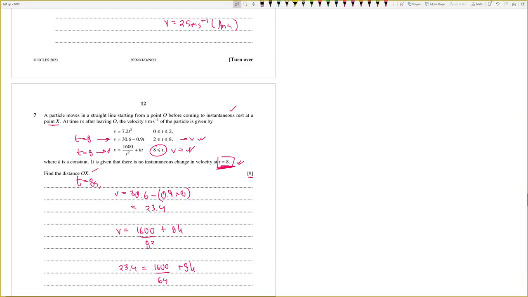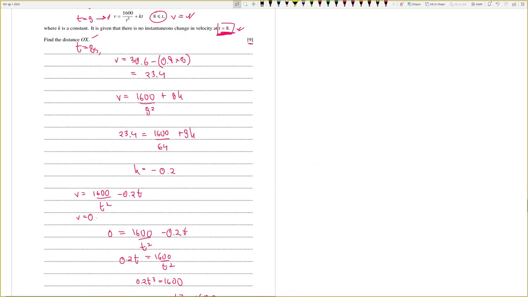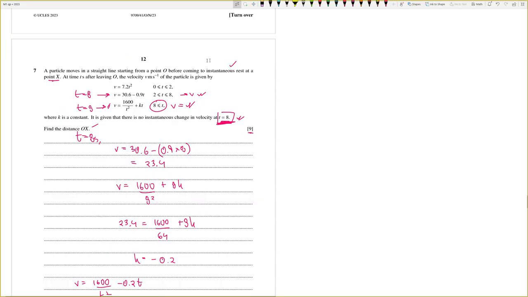Moving on to the last question for the day. Question number 7, motion in a straight line. A particle moves in a straight line starting from point O before coming to instantaneous rest at point X. At time t seconds after leaving O, the velocity of the particle is given by this equation, where k is a constant. It is given that there is no instantaneous change in velocity at t equals 8.